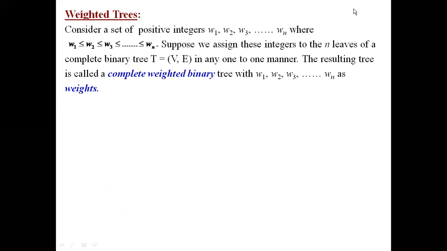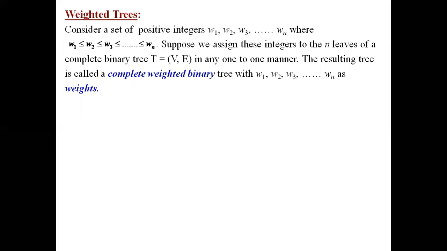Suppose we assign these integers to the n leaves. It means we are trying to put these integers w1 to wn to the n leaves that exist in the complete binary tree T in any one-to-one manner. Then the resulting tree is called a complete weighted binary tree with w1, w2, w3, etc. up to wn as its weights. So the weights of the trees can be given.